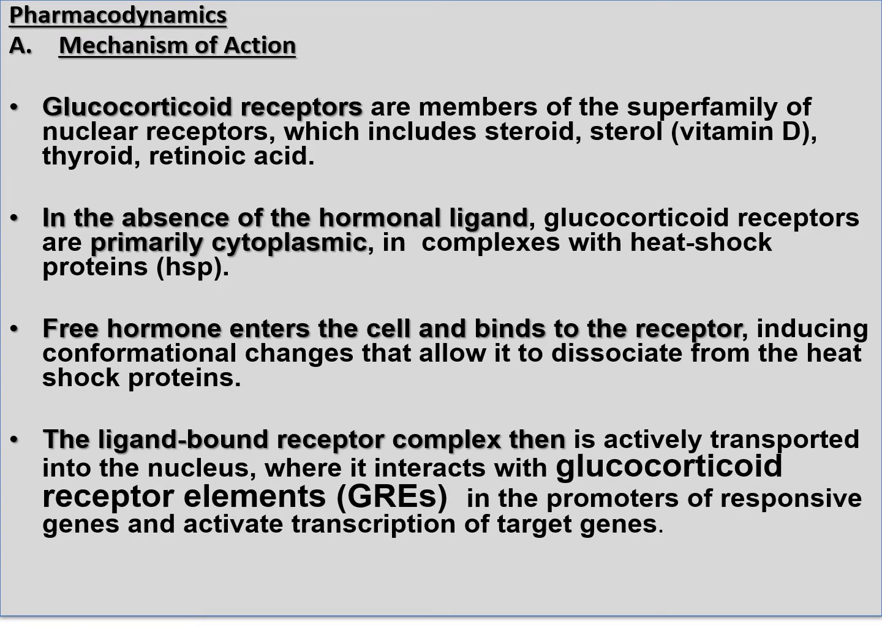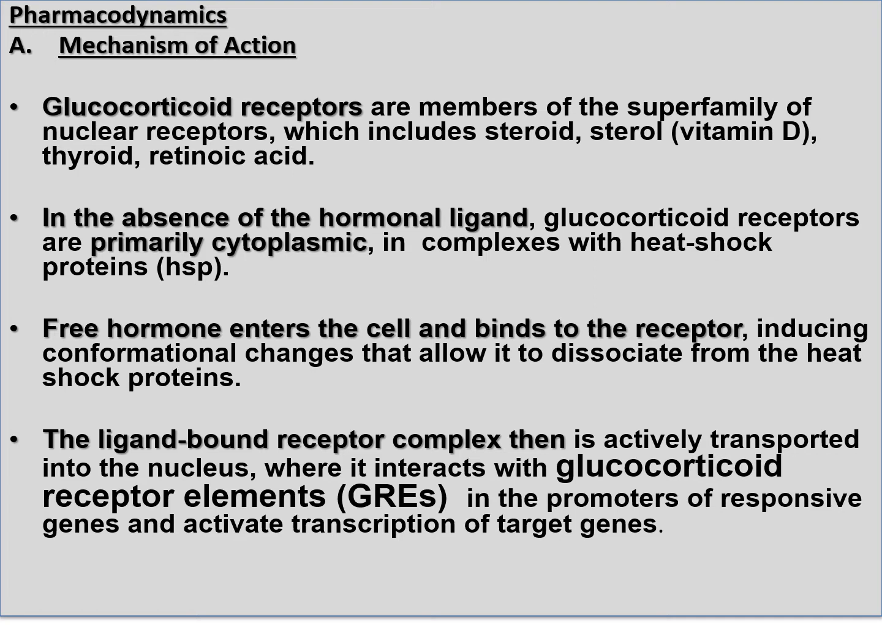Coming to the pharmacodynamics, we will read first about the mechanism of action. Before reading the mechanism of action, we will study a bit about the corticosteroid receptors. They are members of the superfamily of the nuclear receptors, as we all know. And what are the examples? Like steroid, sterol, thyroid, retinoic acid.